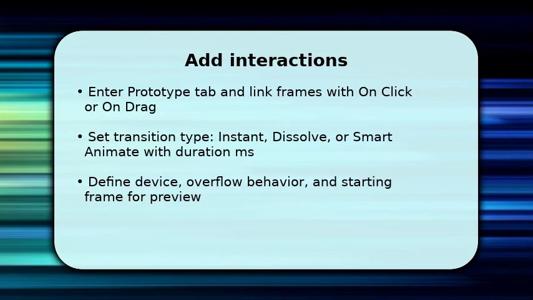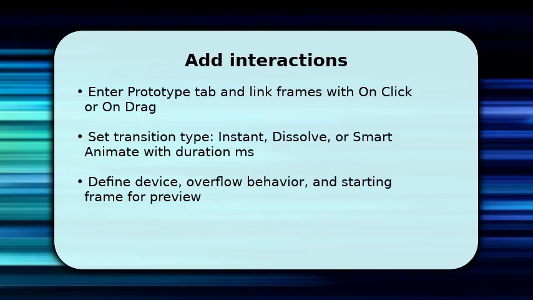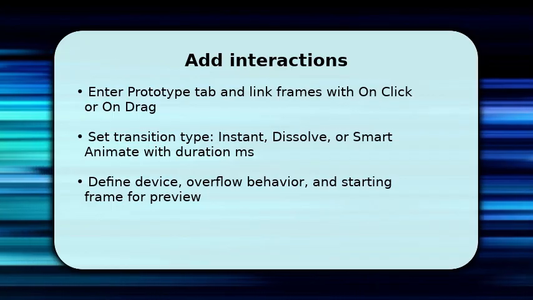You now create the actual preview by switching to prototype mode and drawing connections between frames, link navigation items to target frames. Choose interaction triggers like on click or on drag and select transitions. Smart Animate helps simulate motion between states, while Instant is useful for modal toggles. Make sure you set the starting frame and device options so Figma renders correctly.